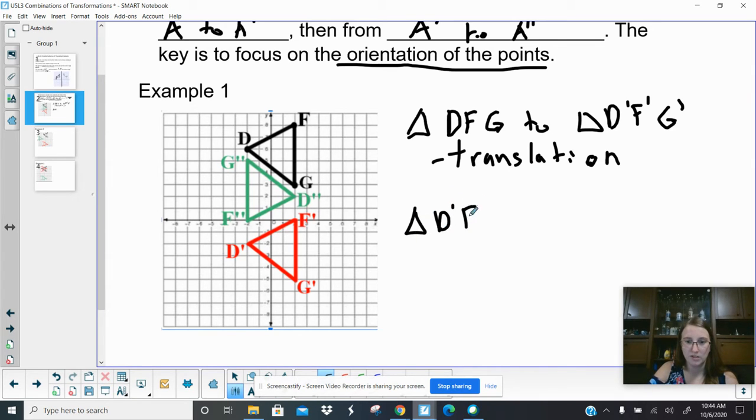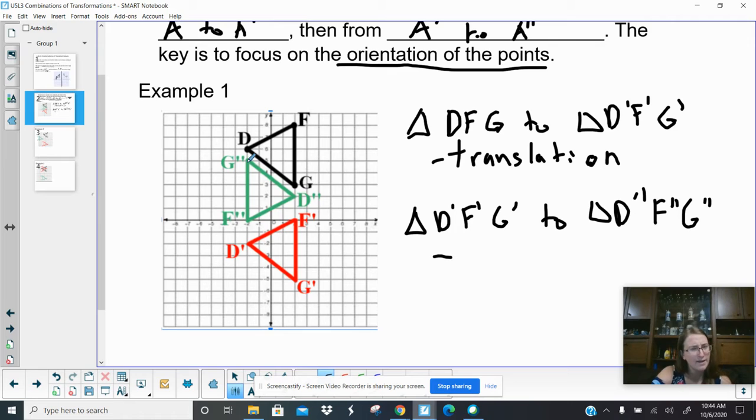I'm going to help guide you through this the first time, and then we'll try it on our own. So now we are looking at the single primes to the double primes. Now we need to ignore the top shape. We're looking at red to green. Are these points oriented the same way? It goes F, G, D. Are those oriented the same way?